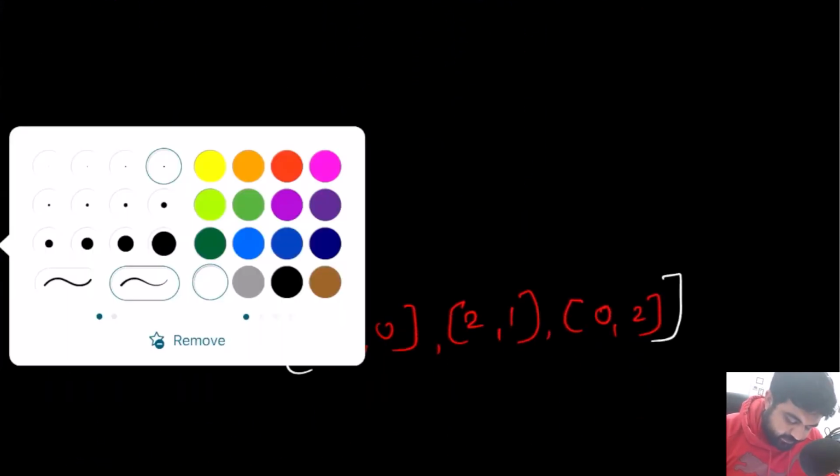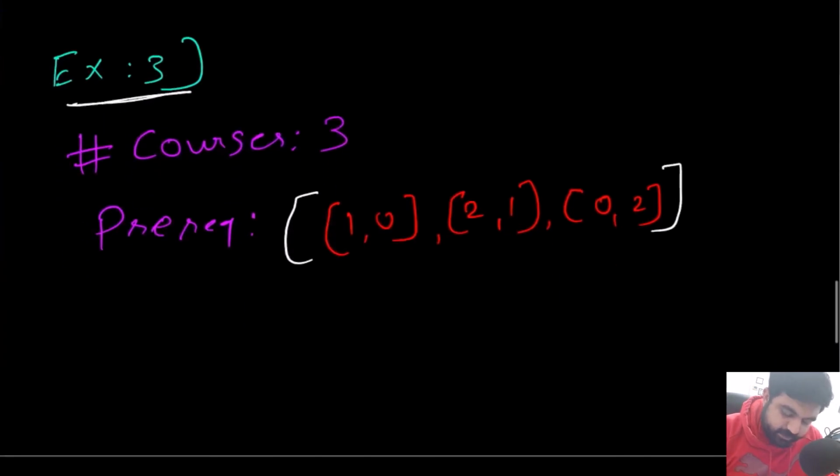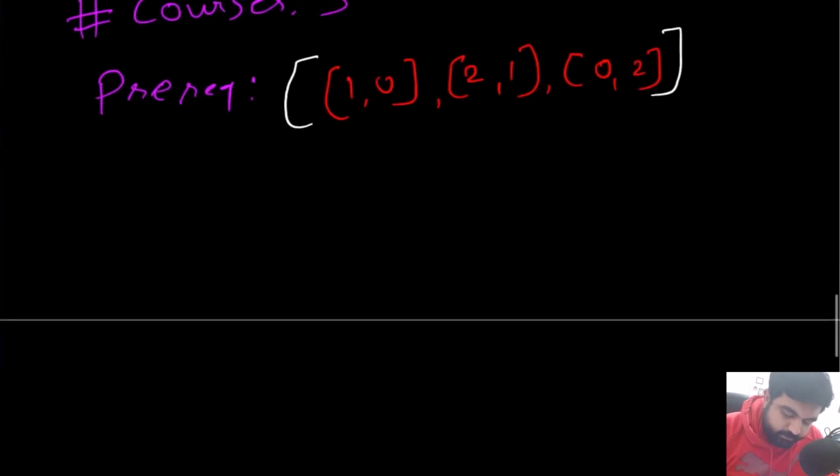If we see in this final example, this is a little bit different example. Over here, we are given 3 courses. So the courses are going to be 0, 1 and 2. Now we are given some prerequisites, so let's try to go through each one of them. The first one is 0 to 1. Okay, we need to complete course 0 in order to complete course 1. That's good.